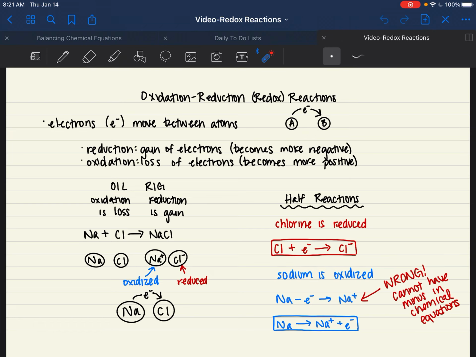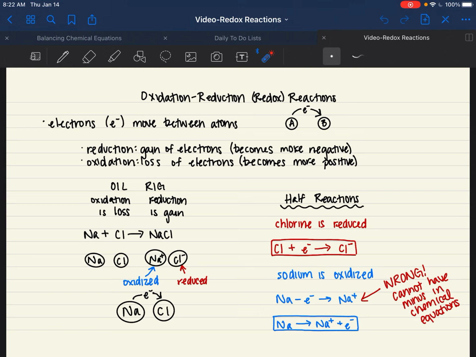Number one, we have something that is being reduced. We call that reduction. A reduction is a gain of electrons. So when something is being reduced, it is becoming more negative because it is taking on that negative charge. So in this case, we could say that atom B, whatever it may be, is being reduced because it is accepting that electron.